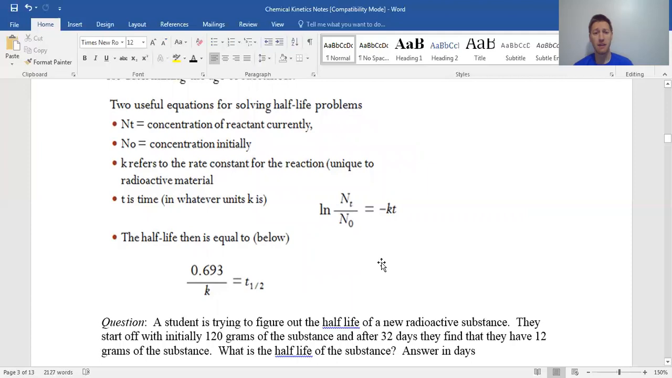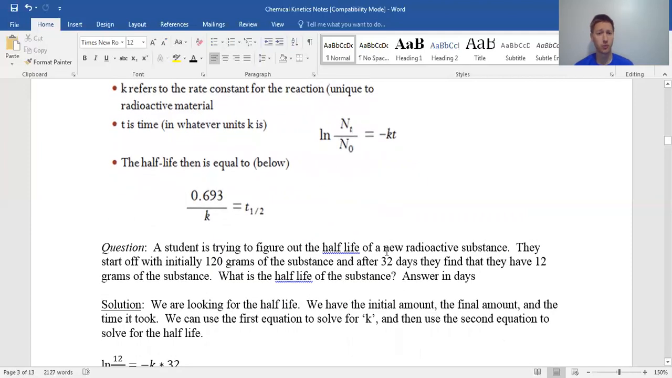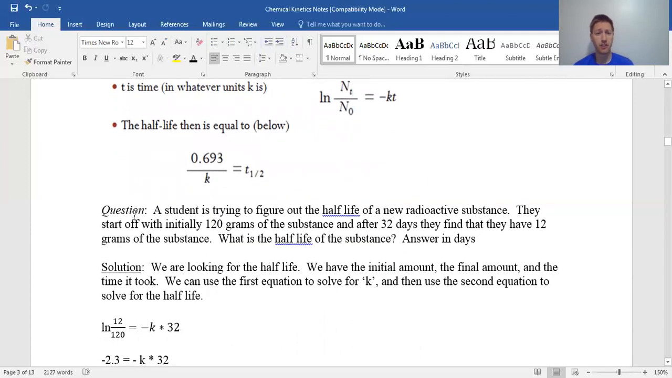And so it makes more sense to do a couple samples to show you how this works. So for example, here are a couple questions for us. Let's say a student wants to find the half-life of a new substance they discovered. Good for them. They're going to be famous, probably on the periodic table. So let's say they had 120 grams of substance, and 32 days later, they're down to 12 grams of the substance. And they want to know the half-life of the substance.